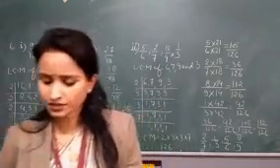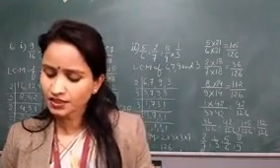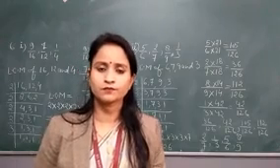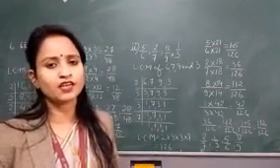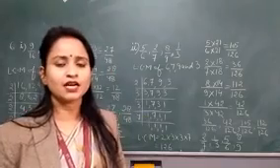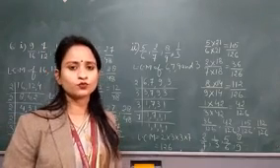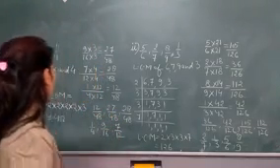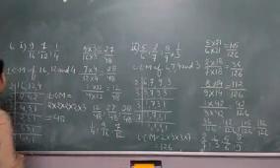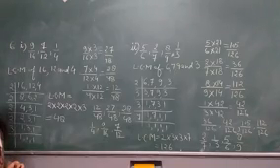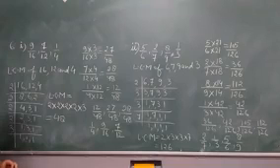Now question number 6. Arrange the given fractions in ascending order of magnitude. In this question we have to arrange the given fractions in ascending order. Ascending order means from smallest to greatest. The first one is 9 upon 16, 7 upon 12 and 1 upon 4. First of all we will find out the LCM of the denominators.